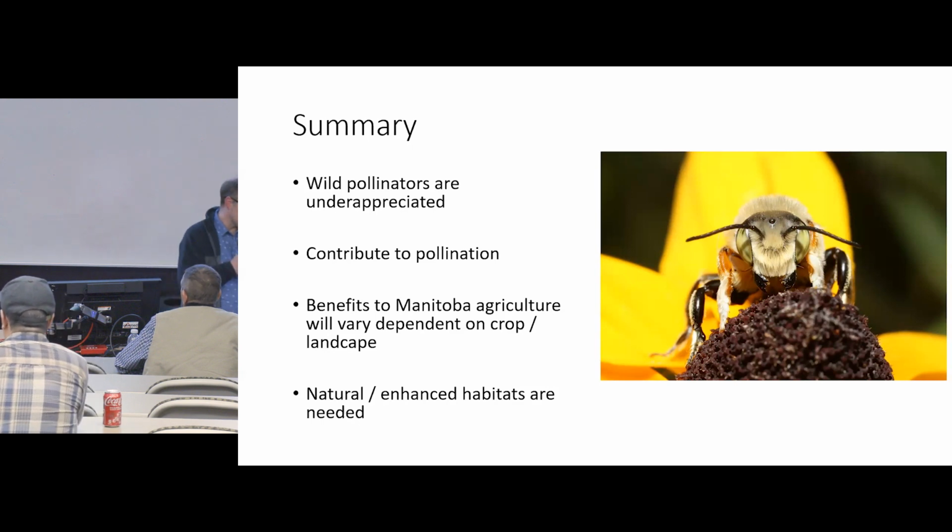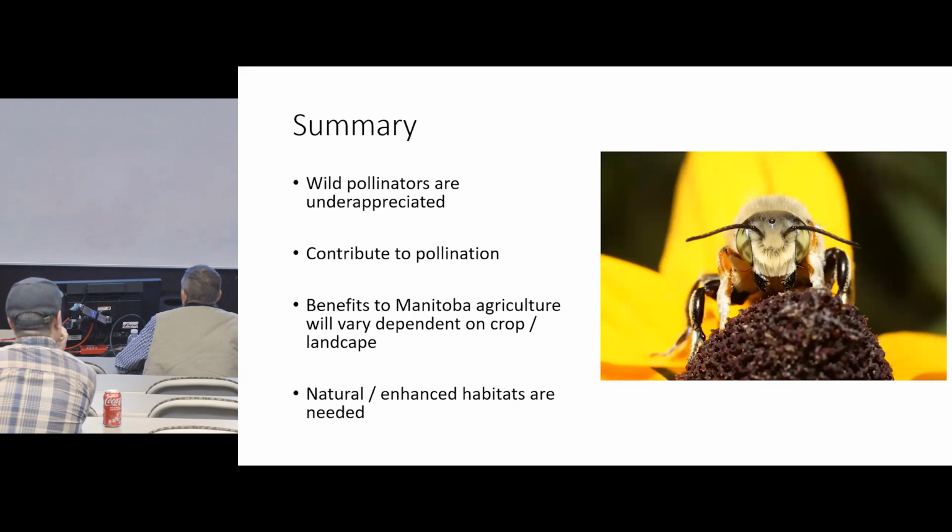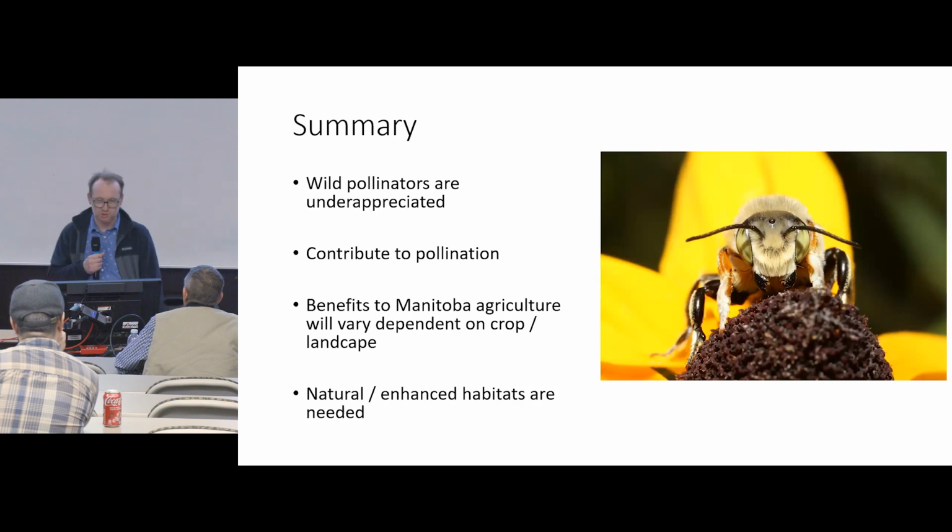But in the specific case of Manitoba, I think it's probably relatively limited because a lot of the crops that we grow are going to be able to self-pollinate. And there may be other things that are affecting yield besides just a lack of pollination. But it depends a lot on the specific crop that you're interested in, and it depends on the broader landscape context.